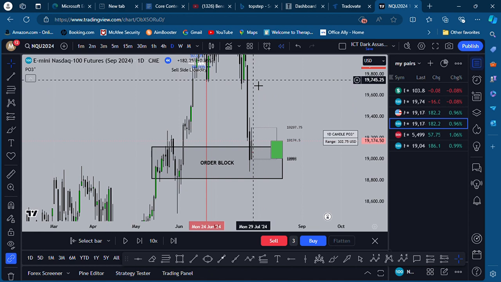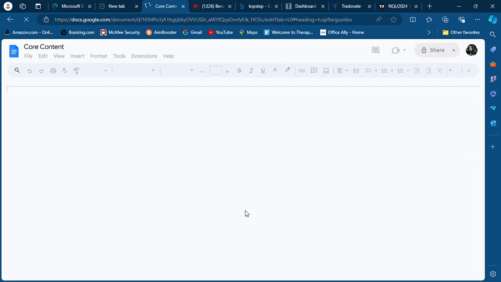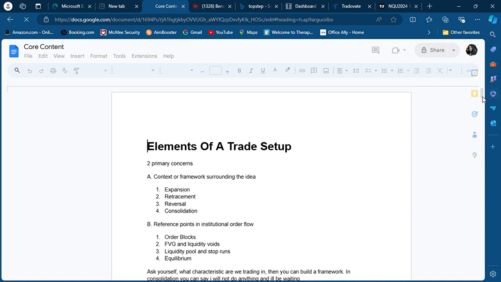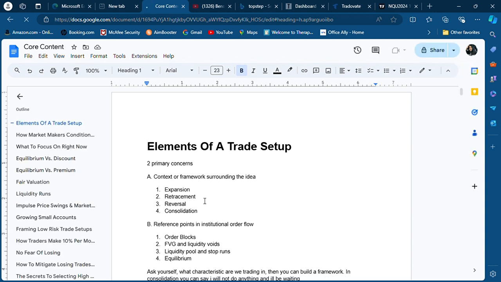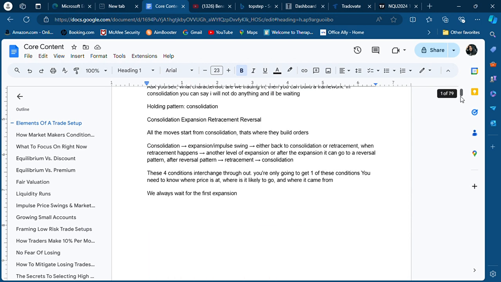and actually let me go to it. Let me show y'all real quick since I'm here. We're going to go to the core content and look at the notes that I took. If it'll load, come on now. All right, it's actually on this page.